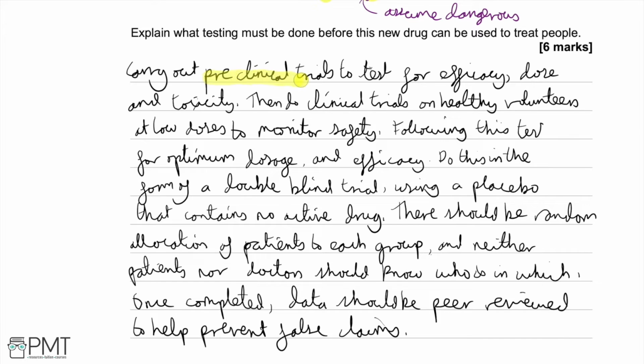We're talking initially about preclinical trials for efficacy, dose and toxicity. Then clinical trials on healthy volunteers at low doses for safety. Following this, we have to test for optimum dosage and efficacy. Do this in the form of a double-blind trial using a placebo that contains no active drug. There should be random allocation of patients to each group, and neither patients nor doctors should know who is in which. Once completed, the data should be peer-reviewed to help prevent false claims.